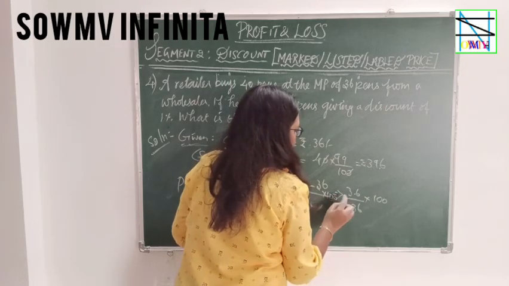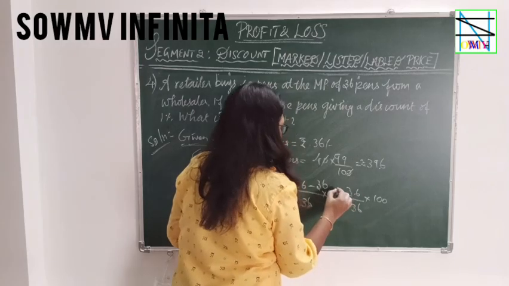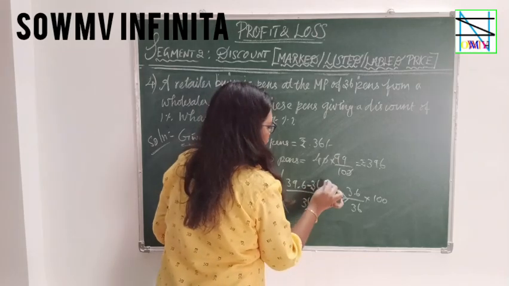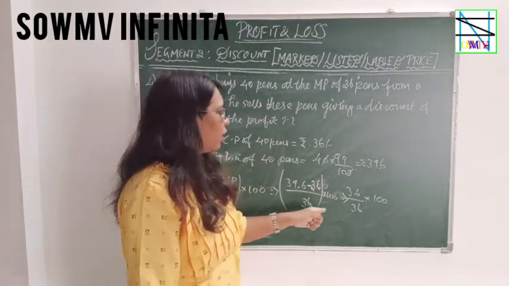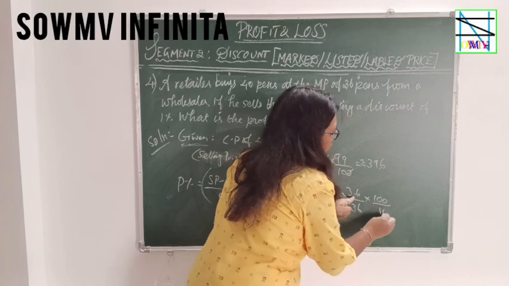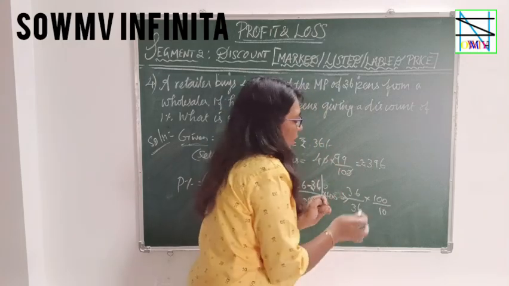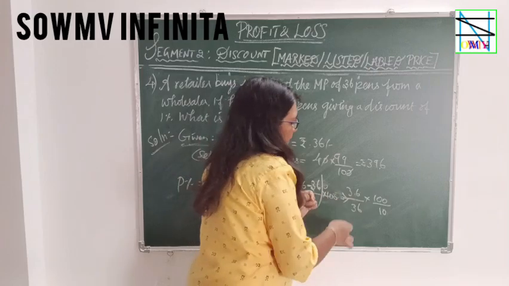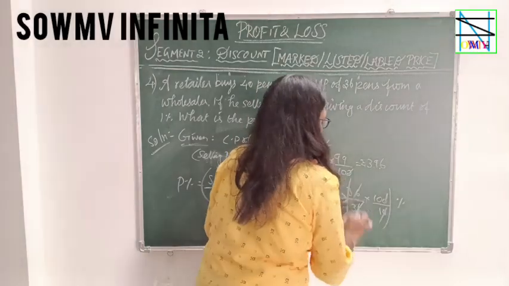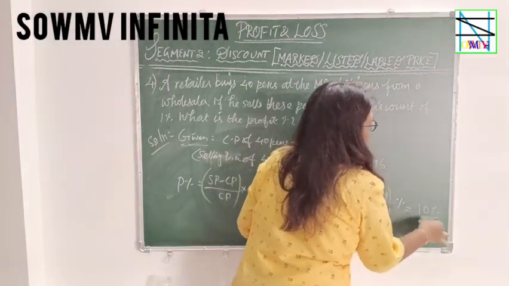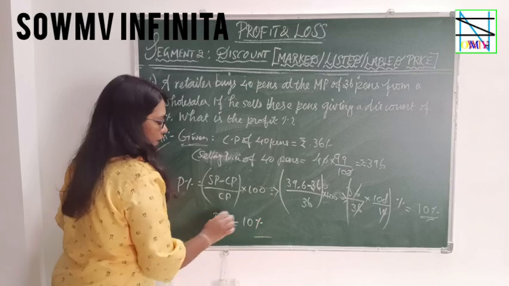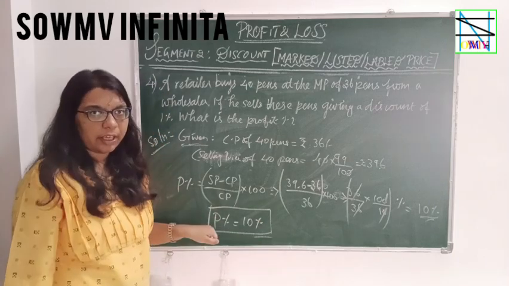Sorry, I did not mention 100 here. Minus 36. Okay, I can cancel the decimal value, so I put divided by 10 here. Cancel the decimal value. So 36, 36 are getting cancelled. 0, 0 getting cancelled. Therefore, 8% is the profit percent for the given problem. So the profit percent is 8%. So this is the answer.